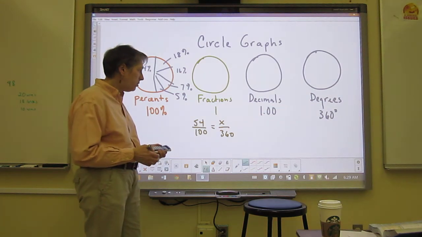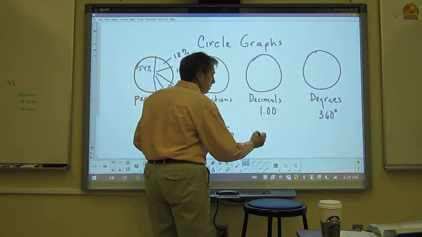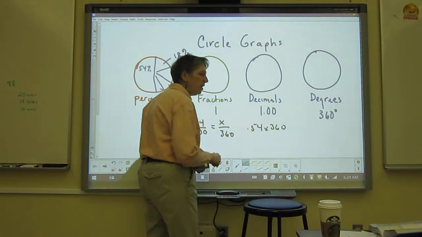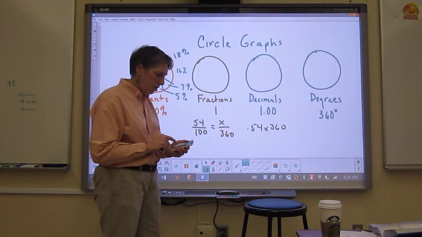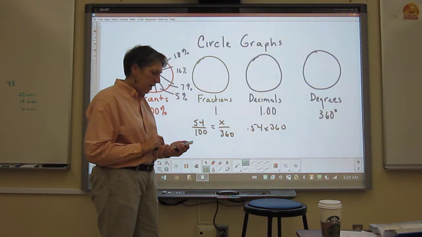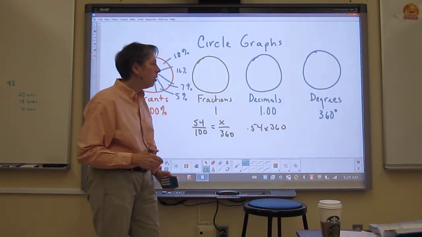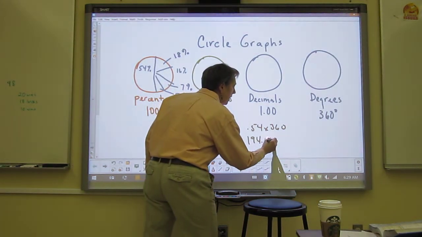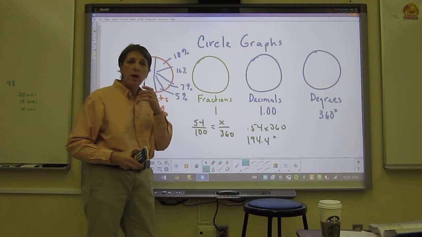Or I can simply do 0.54 times 360, because I'm dividing 54% by 100 to start, and what I get is 194.4 degrees, and I have to put my degree sign so you know that I've done that.